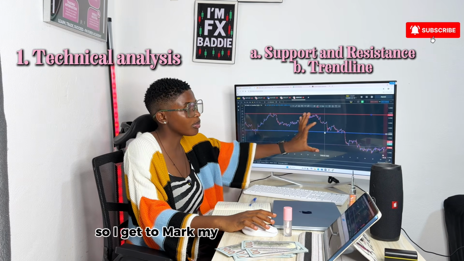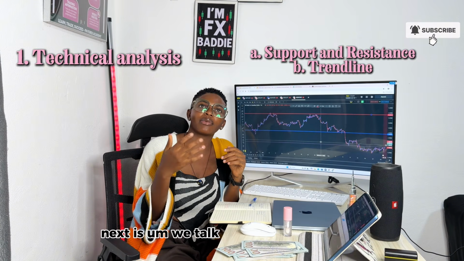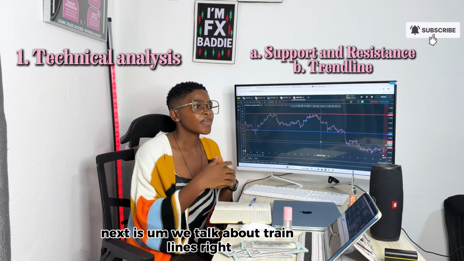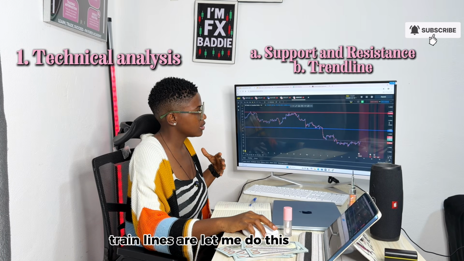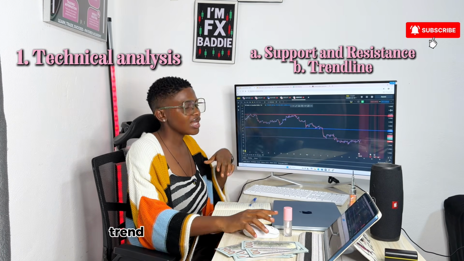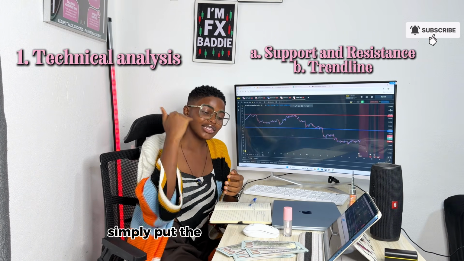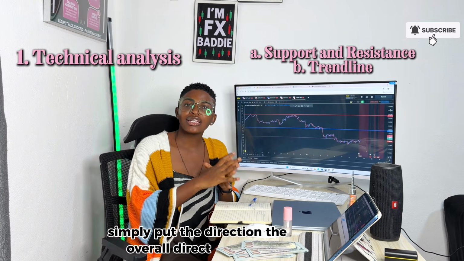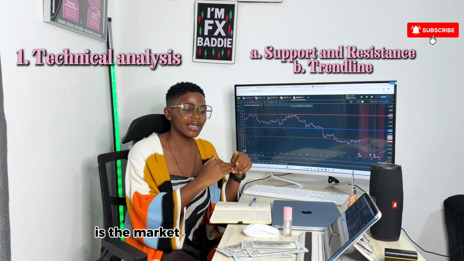So I get to mark my support and resistance levels. Next we talk about trend lines. Let me do this. If we say we want to draw a trend line here, trend lines are basically the direction of the market. Simply put, the overall direction, the overall trend of the market. Like, where is the market heading to? Is the market bullish?